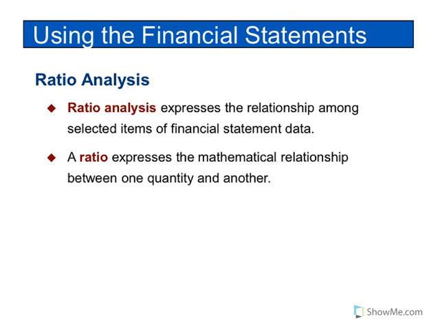Using those statements, we now apply what's called ratio analysis. Ratio analysis is a way of expressing a relationship between different parts of both financial statements. A ratio is simply a mathematical relationship between one quantity or one part of the income statement or balance sheet and another part of the income statement and balance sheet. And this relationship is a series of ratios that we are just beginning to introduce now.